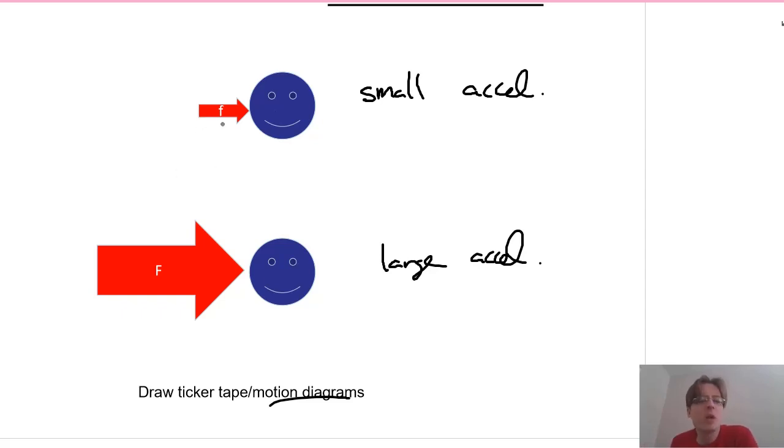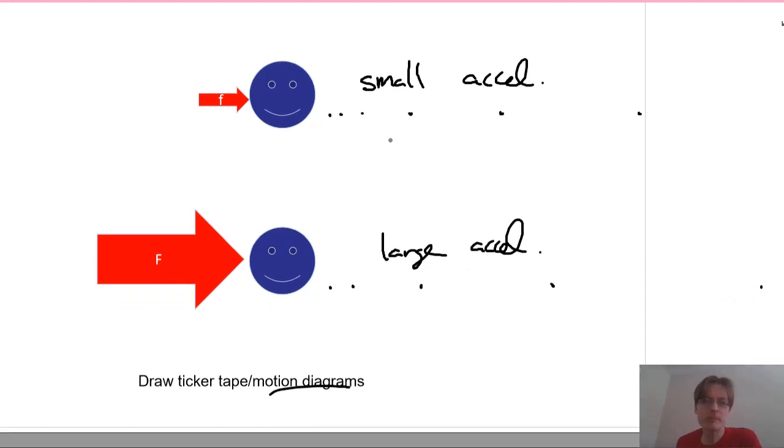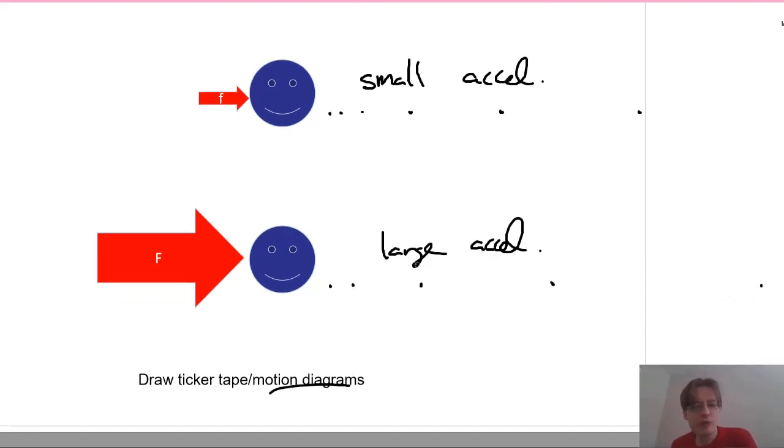Okay, so the ball's at rest, the force then acts upon it, so now the ball is going to gain speed. It'll go faster and faster from one moment to the next, gaining distance according to our kinematic equations. Now, if the force on it is larger, then it'll cover much more distance in the same amount of time, and its motion will look something like that. Small acceleration versus large acceleration.